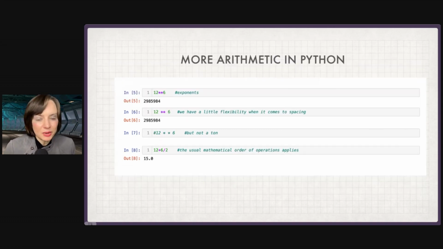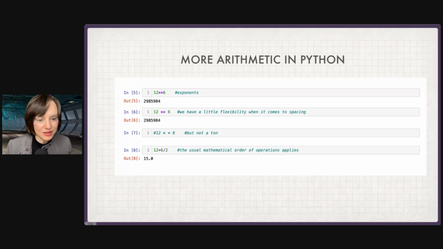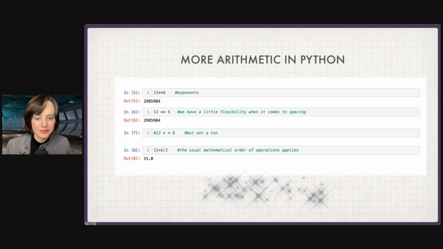More arithmetic, a couple of little things to know here. You can do exponents with 2 asterisks. You have a little bit of flexibility with spacing, but not a ton. And the usual order of operations with math applies. I'm going quickly because this is straightforward. And truly, I say pause the video and start messing with it on your own and just write out a handful of arithmetic expressions and just see for yourself. Get a feel for it.